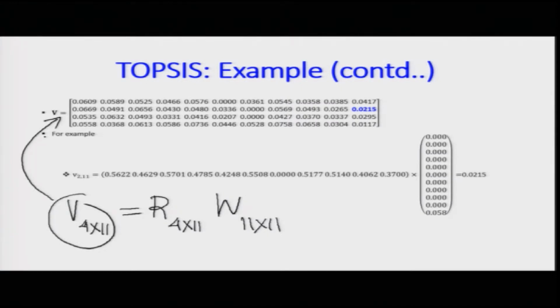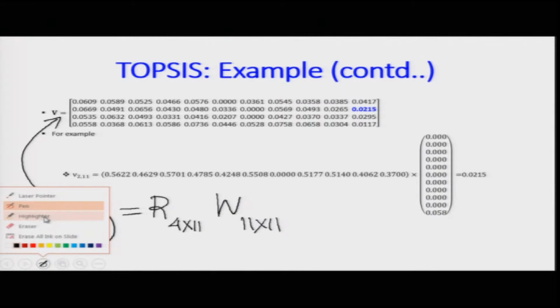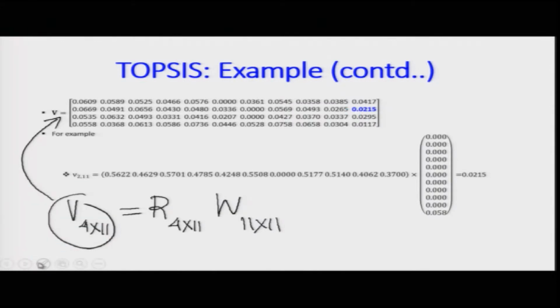Now, if I want to find out each and every cell value, I will highlight this value here in yellow. How did I calculate it? This is V211, which means I am taking the second alternative and the 11th criteria, that means the second row and the 11th column. So, the values are given.